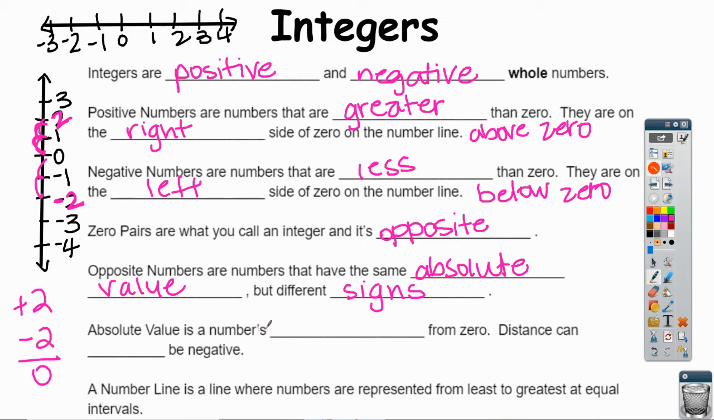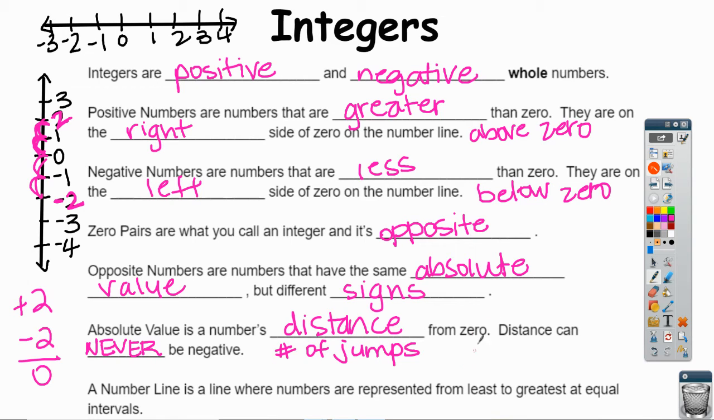Well, absolute value is just a number's distance from 0, okay? And when I'm talking about distance, I'm talking about the number of jumps from 0, okay? So this +2 is 2 jumps away from 0, but this -2 is also 2 jumps away from 0, so they have the same absolute value. Distance or absolute value can never be negative.